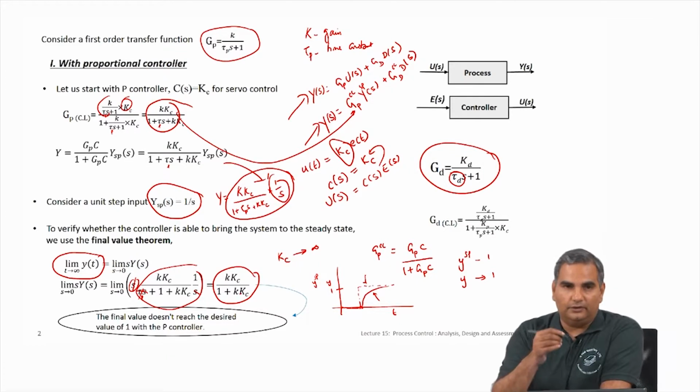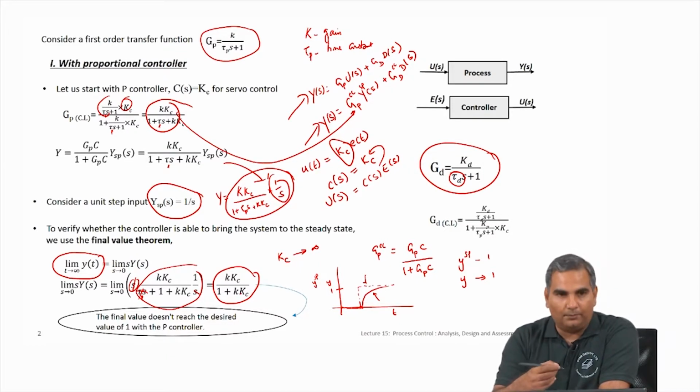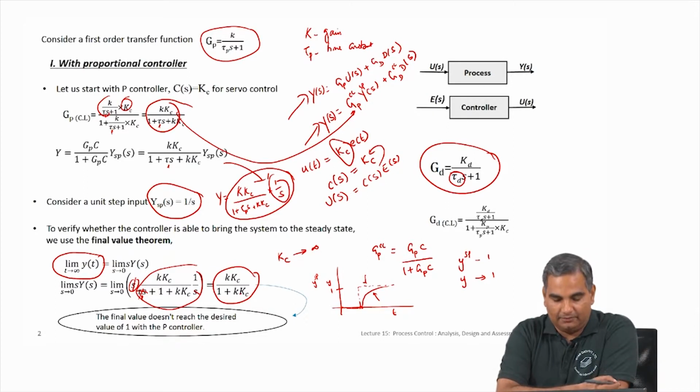Okay. So, this illustrates what people call offset in a proportional controller, which says that whatever you do with a proportional controller, there will always be a minor offset between the true value that you want the output to take and the actual value it takes. And the offset can be small or large depending on the values of k and kc, but for sure, whatever be the value of k, which is the natural gain of the process, as long as you make kc larger and larger, this offset will keep coming down.